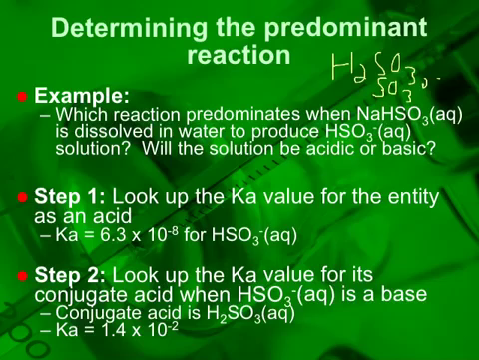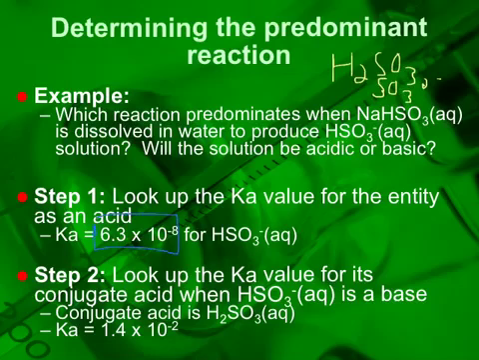The first step we need to do is to look up the Ka value for our hydrogen sulfite when it acts as an acid. So if we see on our strength of acid-base tables, the Ka for hydrogen sulfite is 6.3 times 10 to the minus 8.